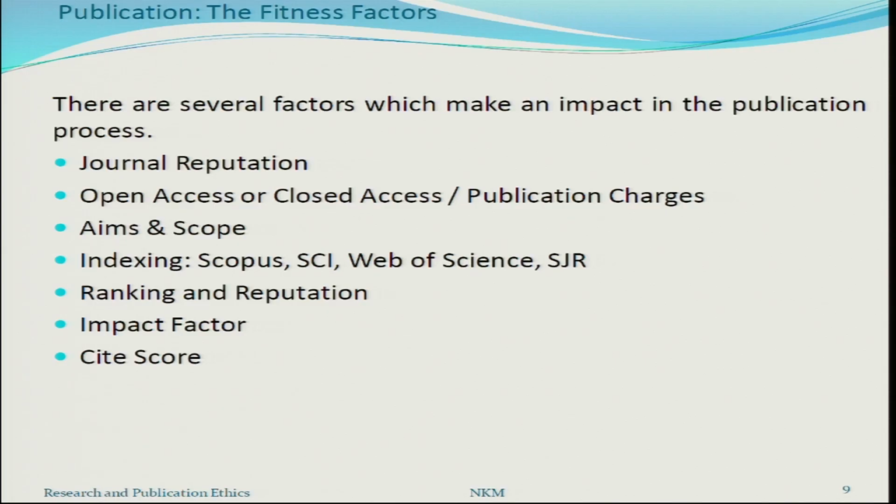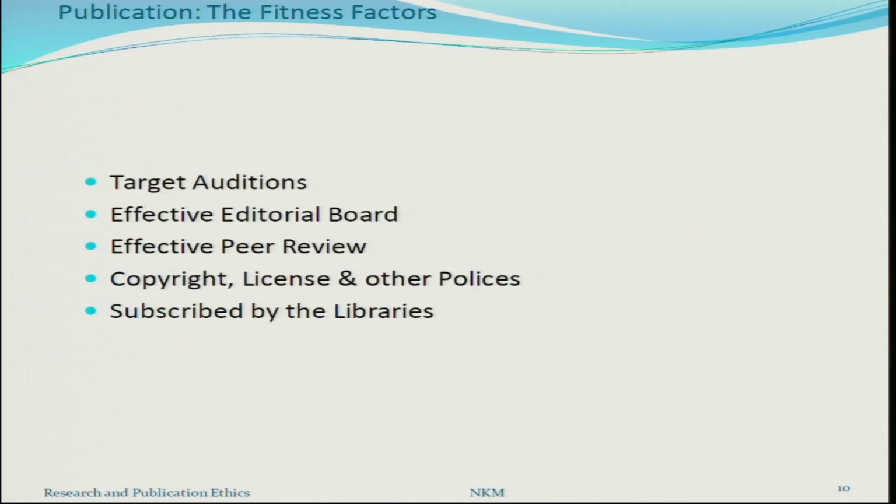And then ranking and reputation. What is the rank of the journal? What is the reputation of the journal? And then we must understand the impact factor. What is the impact factor of the journal? Impact factor, we understand, depends on the publication quantity and the citations. So that ensures the impact factor. Impact factor is also a major factor that comes under the fitness factors, and that affects the publication. And then we have the CiteScore also. CiteScore tells about the citations of the articles published in the journal. So these are several factors that we have to understand very well when we go for the publication process.